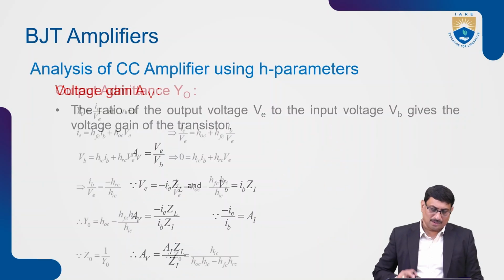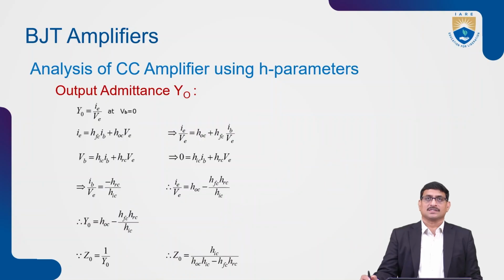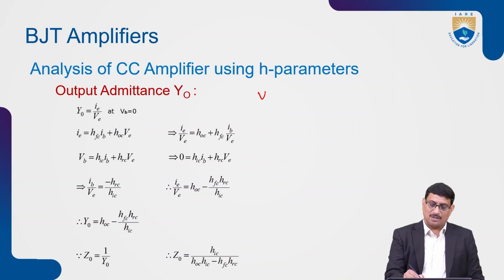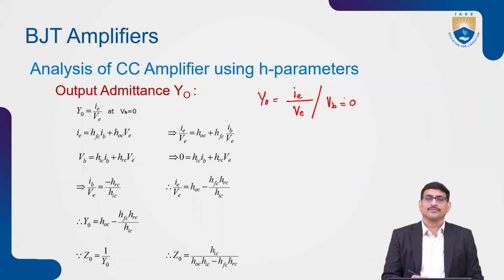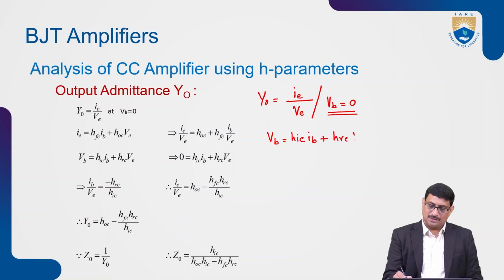Now we'll move on to how to calculate the output admittance. Output admittance is the ratio of output current to output voltage, keeping input voltage equal to 0. So first we'll start by taking the input voltage expression and substituting it equal to 0, and we'll see which parameter we can calculate, where VB equal to HIC into IB plus HRC into VE. In this, the VB value, the input voltage equal to 0, I will substitute.